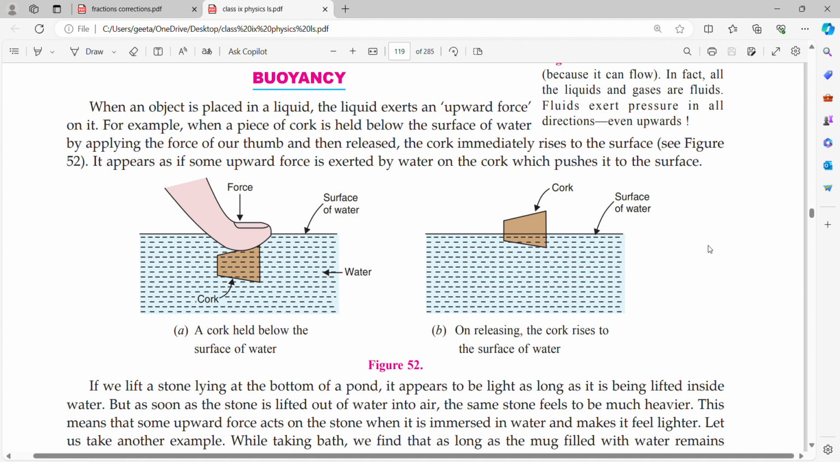Now, why is this happening? This is happening because of a force called buoyant force.